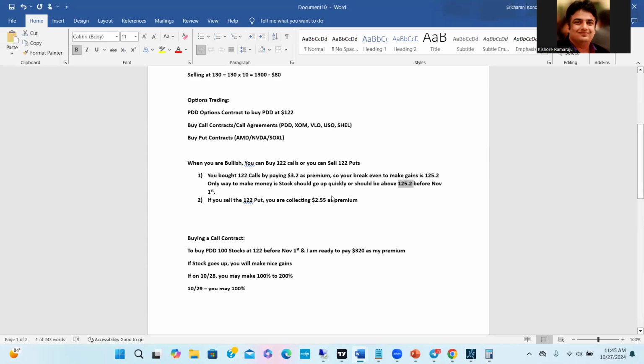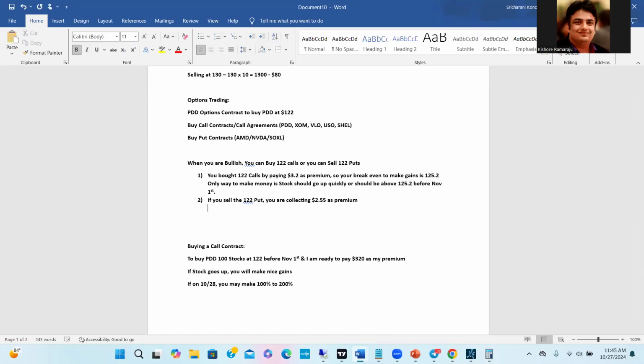Now you are like an insurance company because you are bullish about the stock, but somebody is bearish. Somebody is thinking because of war or something, it may go further down. So they are buying a put. You are selling the put. You are collecting the 2.55 premium. So now, if stock goes up above 122, you will make money.